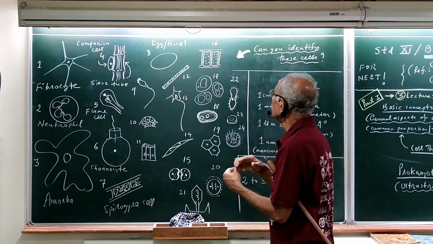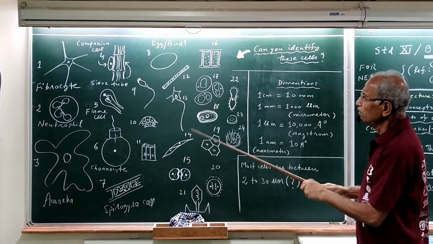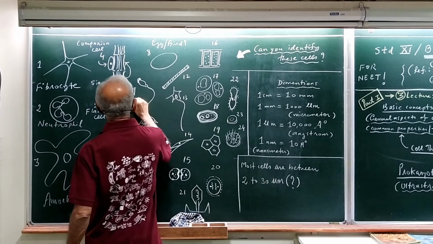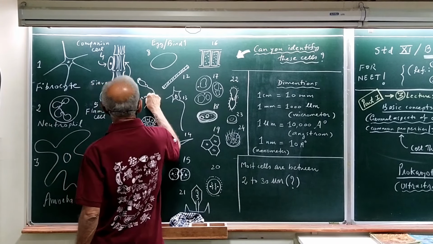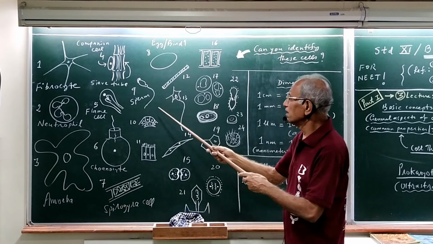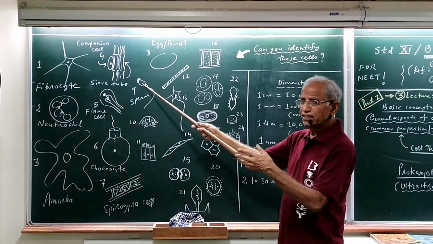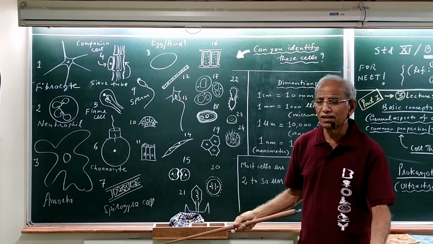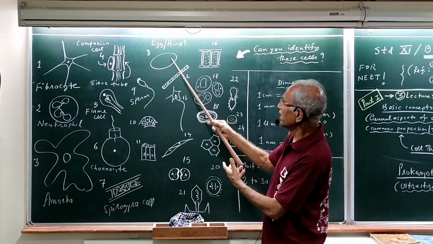We will now consider the 9th one. I'm sure you must have identified this as a sperm cell. Very special case. It's a long cell. It has got a head, which has the nucleus, the chromosomes, the middle piece, and a long tail. How different this is from the egg.